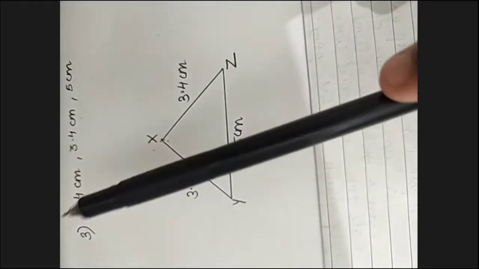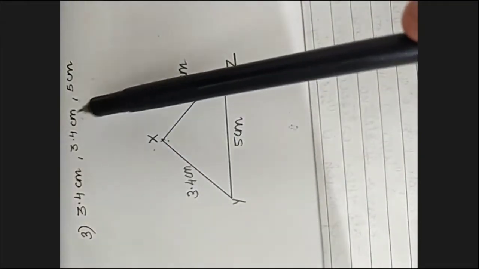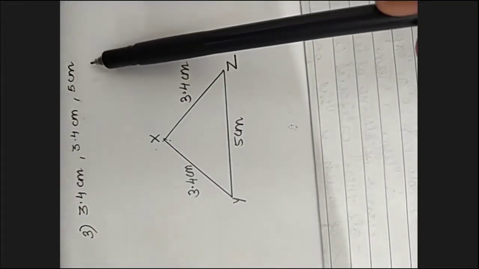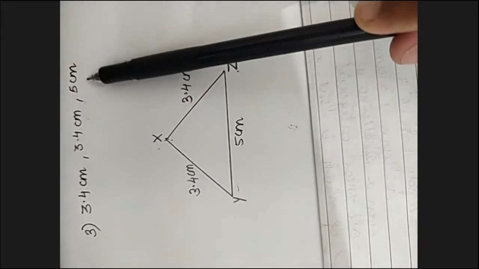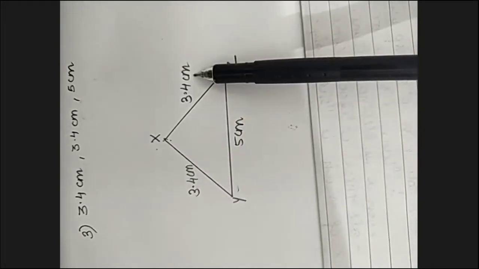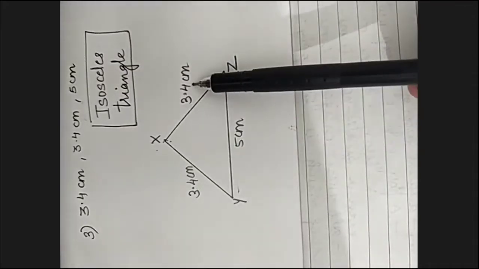And the last one, we can see 3.4 centimeter, 3.4 centimeter and 5 centimeters given. So we first drew the line of 5 centimeter because that is the biggest measure. And then we have drawn the 3.4 centimeter on both the sides. So with this, we can clearly state that it is an isosceles triangle because it has two sides equal.